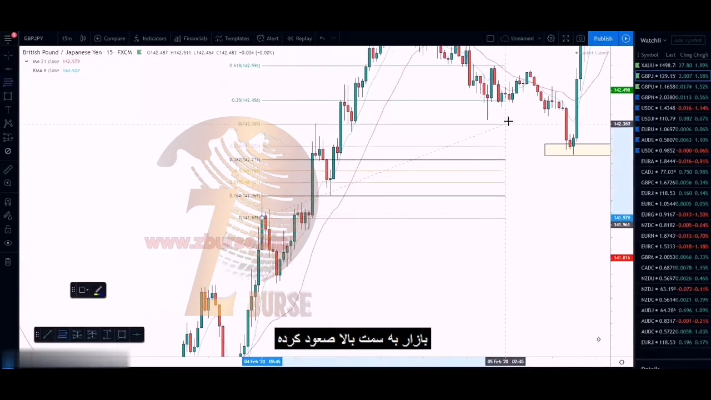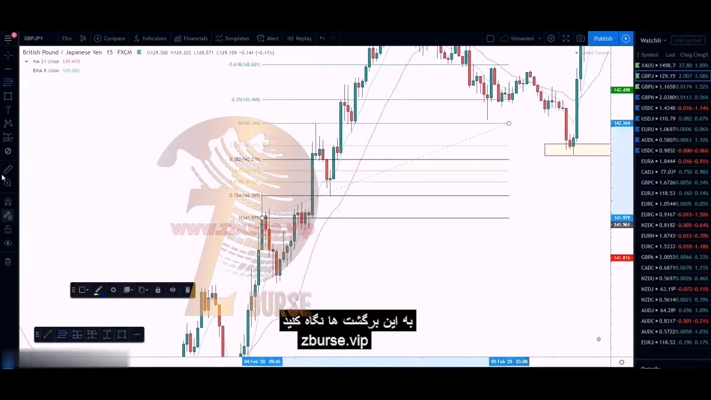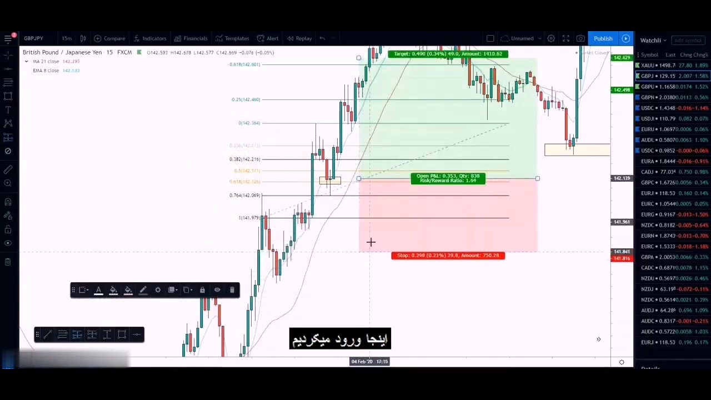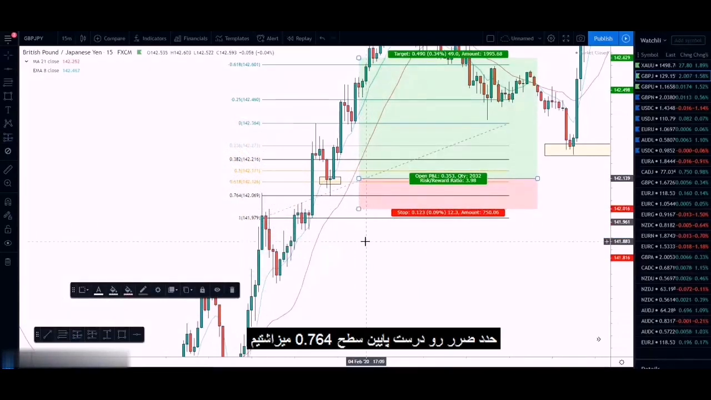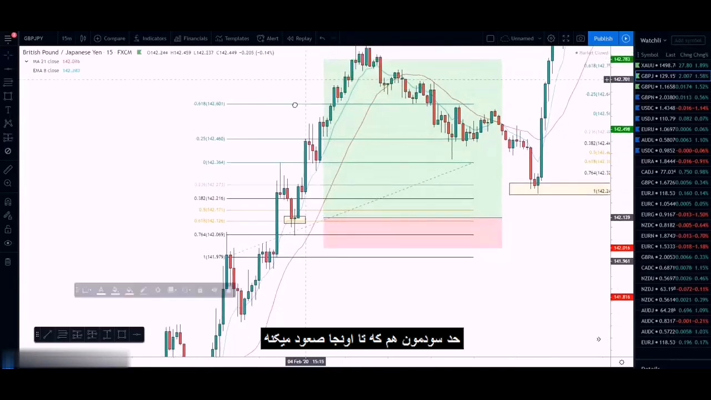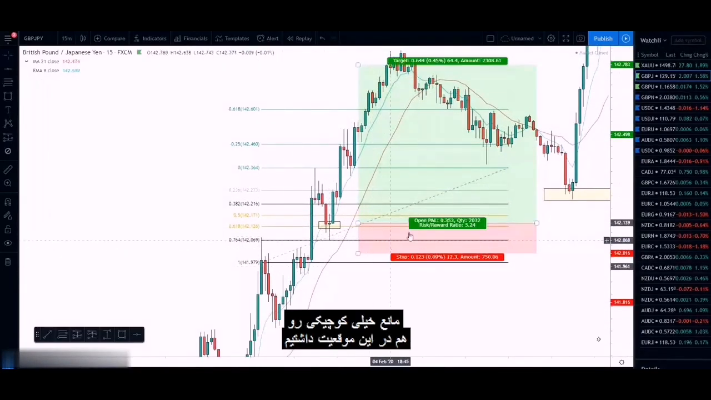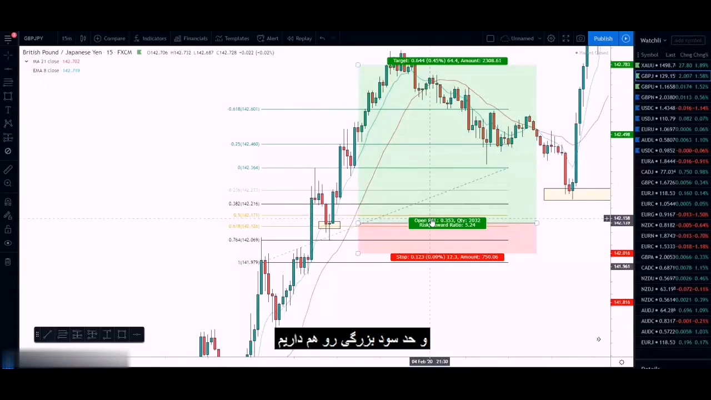Market structure broken to the upside. Look at that. Rejections. We entered here. Stop loss just below that 764. Shoot for our final take profit. Look at that. Very, very little drawback on these setups. Huge take profits. 64 take profit hit for a 12 pip stop loss.